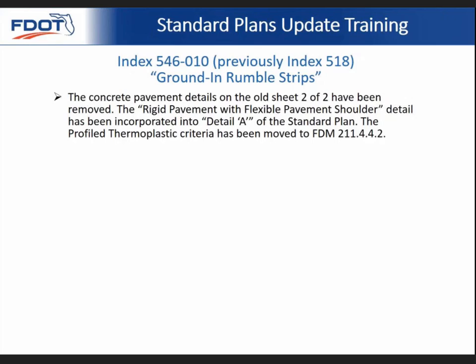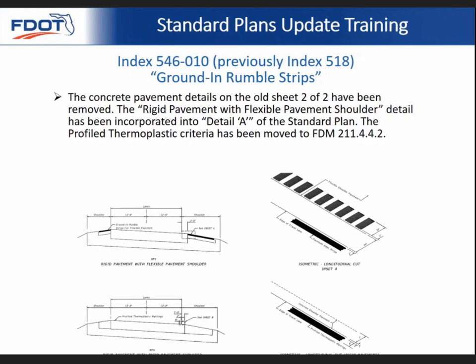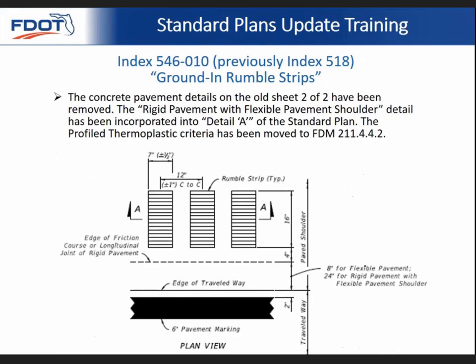for the profile thermoplastic. There's no real additional criteria as far as how to place them. It's more or less if you're going to use it in lieu of rumble strips. So this sheet was eliminated, and this is showing what's in detail A of the standard plan, and this 24-inch for the rigid pavement with flexible pavement shoulder covers what was previously shown on sheet 2 of 2.